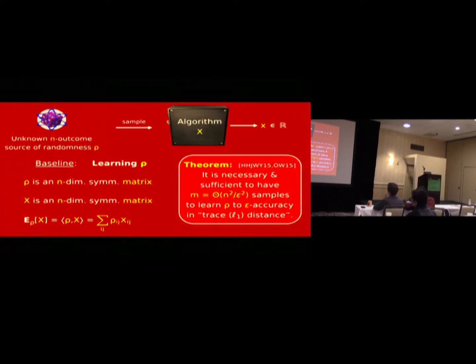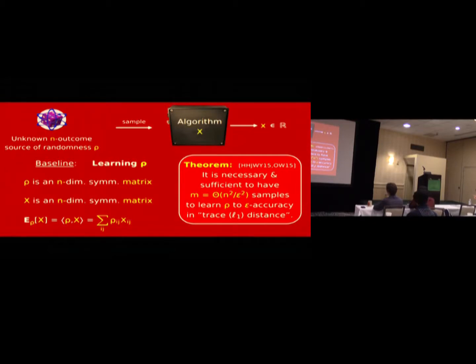So it turns out that this is not sharp. My co-author John Wright and I, and also this paper by Haah et al. in 2015, showed that actually the correct answer is n squared. N squared over epsilon squared samples are necessary and sufficient to learn an unknown state rho, which is an n by n matrix, to epsilon accuracy in the L1 distance. And it's reasonable because there are n squared unknown numbers in this n by n matrix, so it's sensible that it takes n squared samples to learn it.